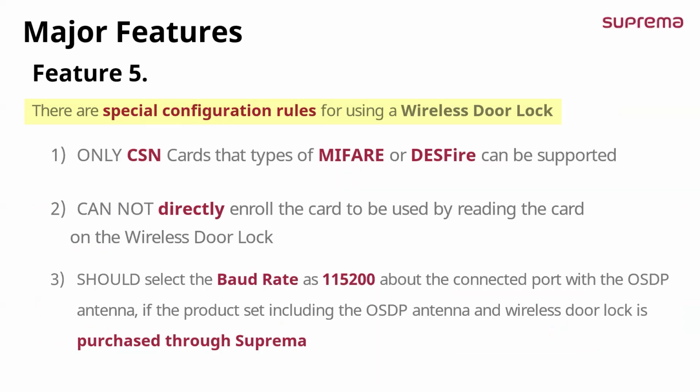Feature 5. There are special configuration rules for using a wireless door lock. First, only CSN cards of the MIFARE or DESFire types can be supported. Second, you cannot directly enroll the card to be used by reading the card on the wireless door lock.